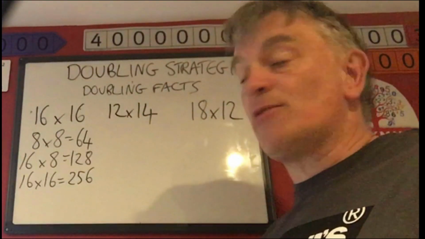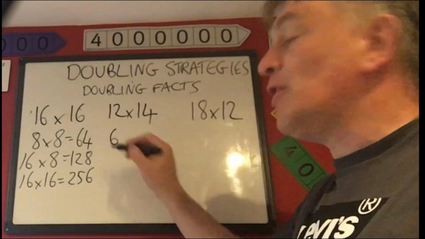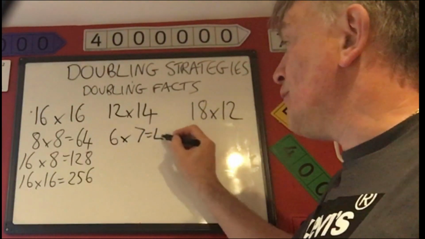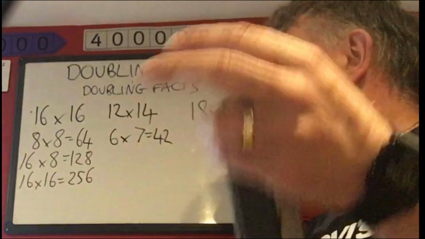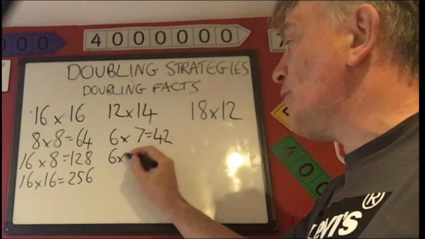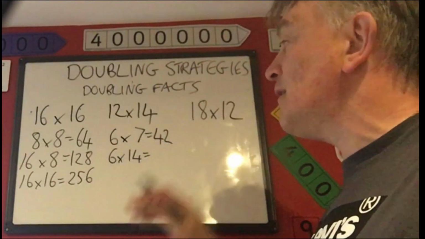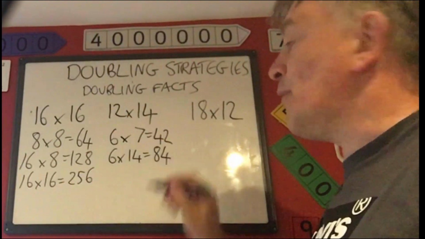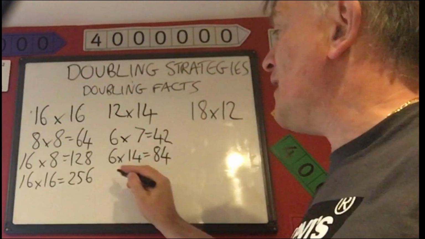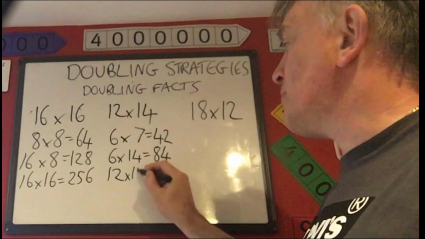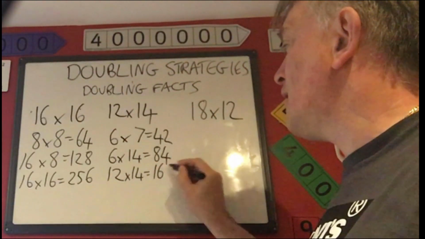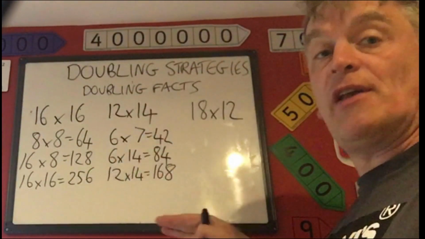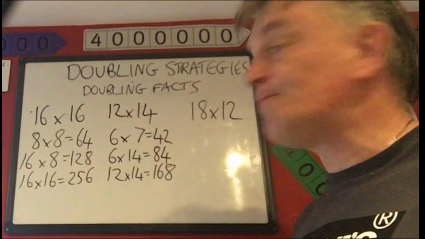Let's look at 12 times 14. If we have the 12, we get 6. If we have the 14, we get 7. I know that 6 times 7 is 42. It doesn't matter which way around I do this. I'll go the other way. 6 multiplied by 14 or 12 multiplied by 7 will give me 84. And then we go to 12 multiplied by 14. Therefore, must be 168. Again, we've turned that one into a very easy calculation just by doubling twice.